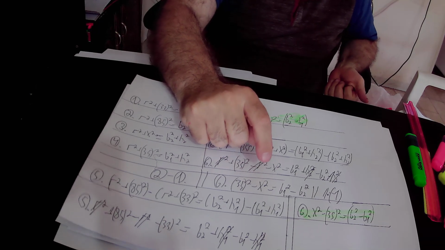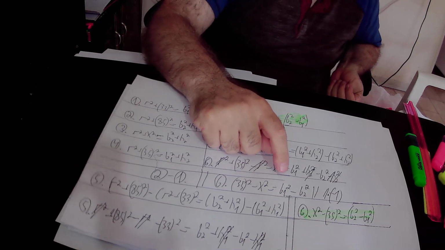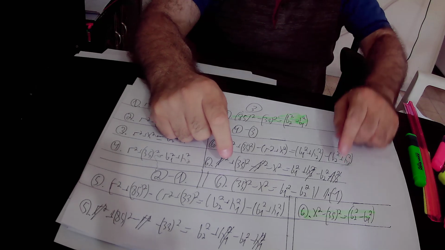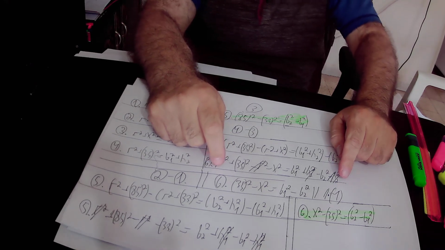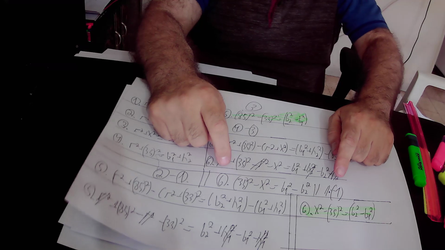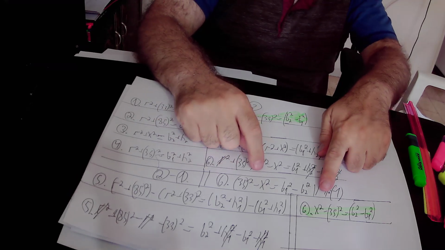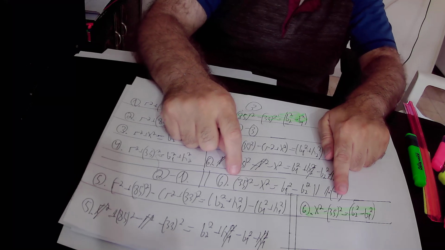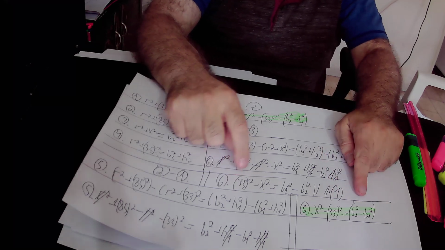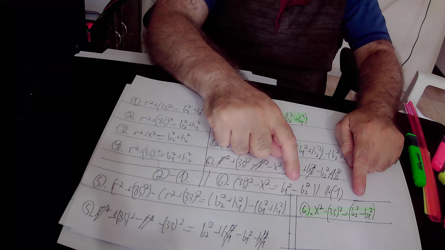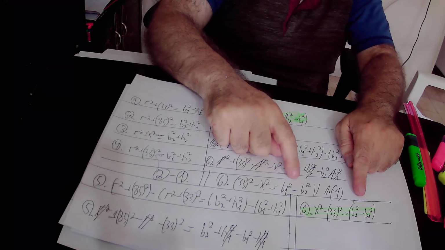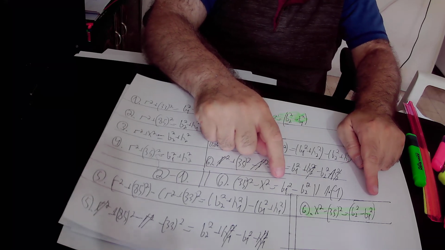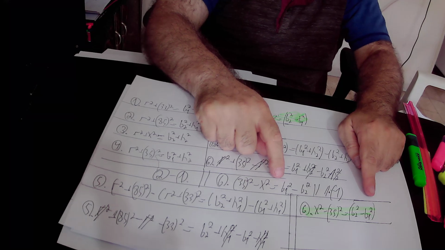On the other side of equation number 6 we have b1 square minus b2 square. We multiply equation number 6 by minus 1, and we have here minus x square times minus 1 is plus x square. 35 square times minus 1 is minus 35 square, and it is equal to minus b2 square times minus 1 is plus b2 square, and b1 square times minus 1 is minus b1 square.